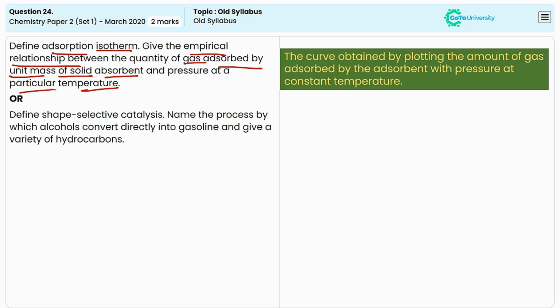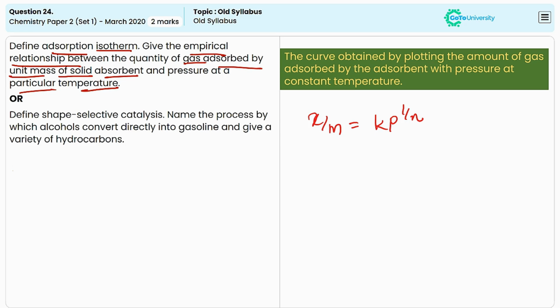In adsorption process, it describes how the adsorption of a gas or solute onto a solid adsorbent changes with pressure or concentration, given that the temperature remains constant. And the empirical relationship is x/m equal to Kp raised to 1/n, and this is known as Freundlich isotherm.